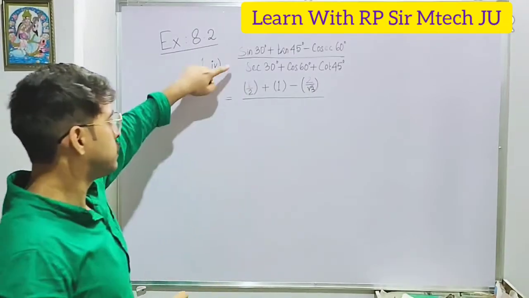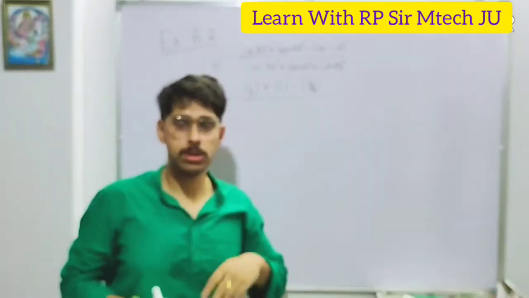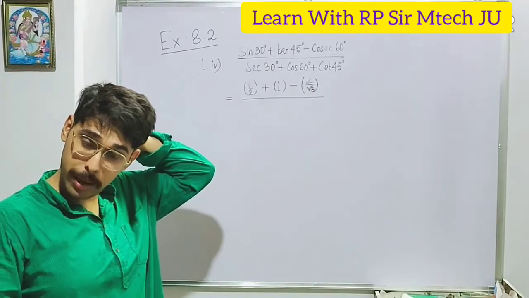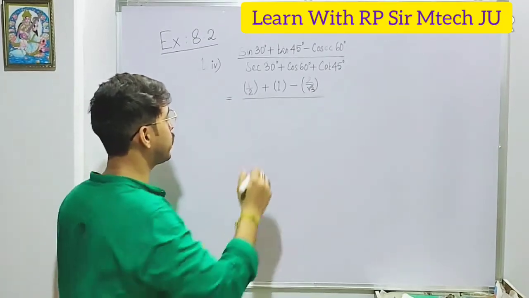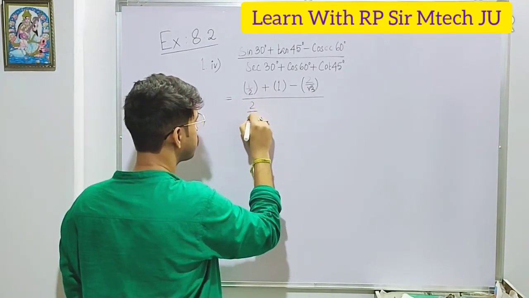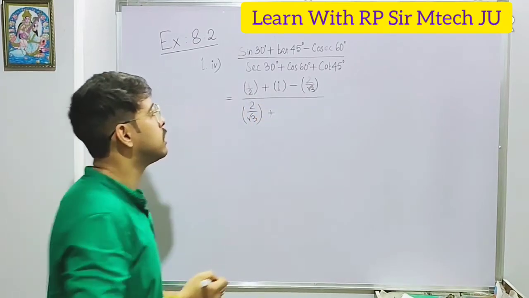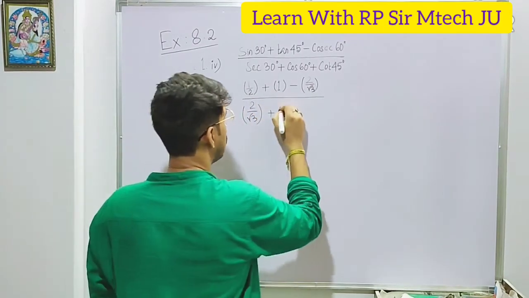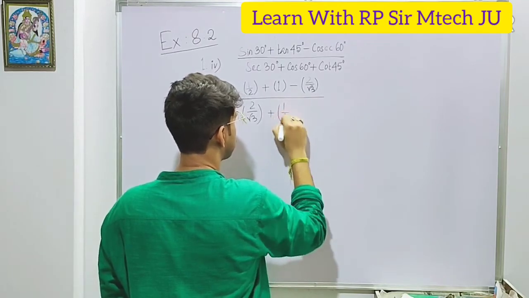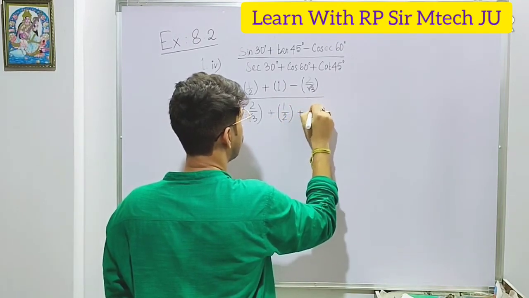Now sec 30 will be 1 by cos 30. Cos 30 is again root 3 by 2. So sec 30 will be 2 by root 3. Cos 60 will be half, plus cot 45 will be 1.